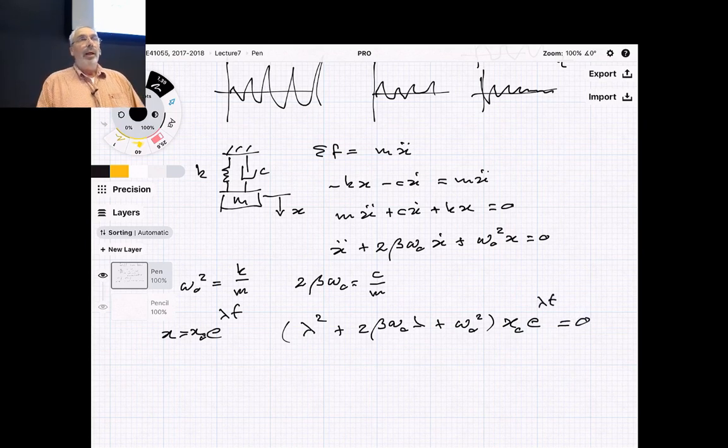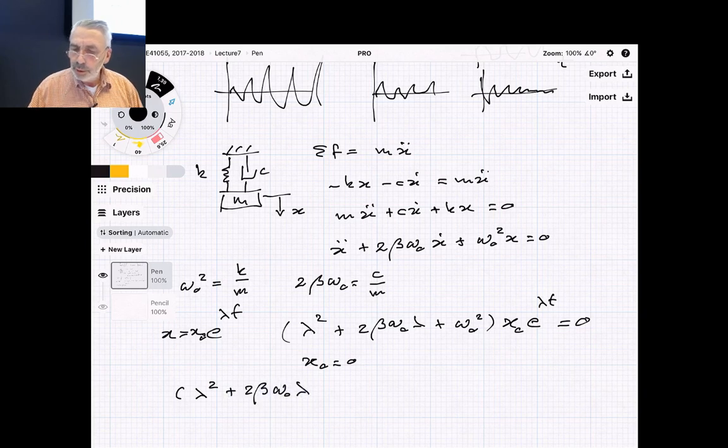Now, when does this hold? Well, if it is for all t, then either x0 should be 0. Well, that's what we call not so interesting solution. Nothing happens, right? Or the other one is, and that's a bit strange, we don't get a solution, but we get a characteristic equation. And that's always the case in dynamics. So you get an intermediate problem. So you think, oh, now I find the solution. No, not yet. Hold your horses.